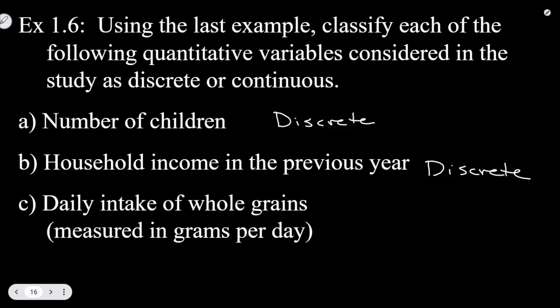Letter C, the daily intake of whole grains, and there's a key word, measured in grams per day. When you are doing a measurement like that, the idea is you can be more and more precise. So it may be 5 grams, but maybe you measure more precisely and it's really 4.9 grams, or maybe you measure even more precisely and it's 4.93 grams, and so on. If you have the correct tools, you can measure more precisely. So that one ends up being a continuous variable for part C.